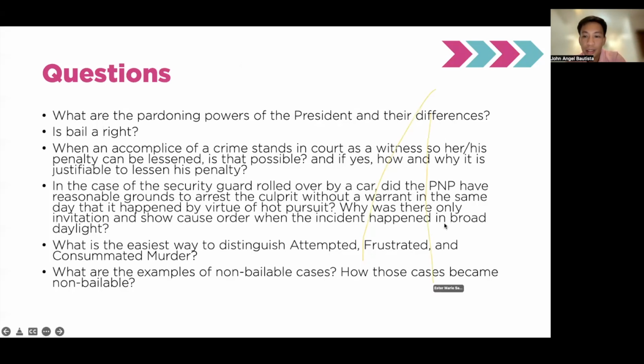Who is annotated? Alright. Sige, wait lang. Okay.